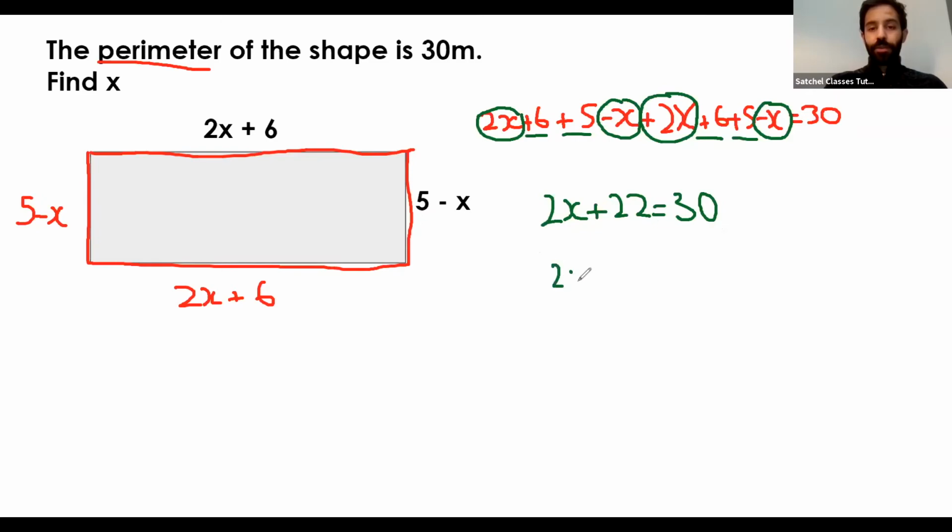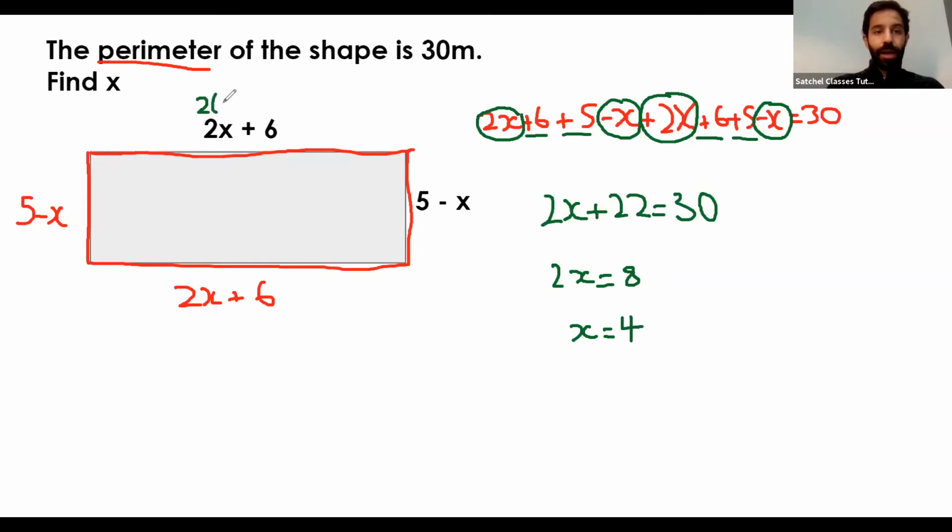So I'm going to be left with 2x is equal to 8. And then I need to divide both sides by 2. So x is equal to 8 divided by 2, which is 4. So we found x. Now, how I can check to see if this is correct, I can substitute x back into the equation that we'd created up top over here.